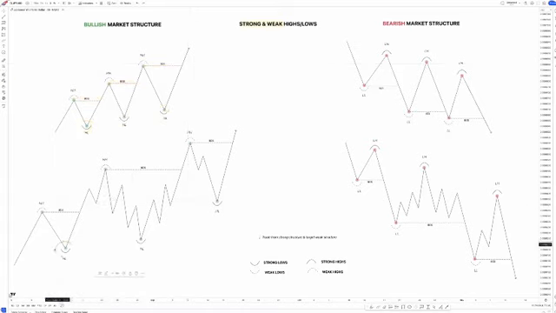I'm trading from strong structure. I'm entering for a buy here. I'm entering for a buy here. I'm entering for a buy here at all these strong lows. And then I'm going to be targeting these weak highs right there.